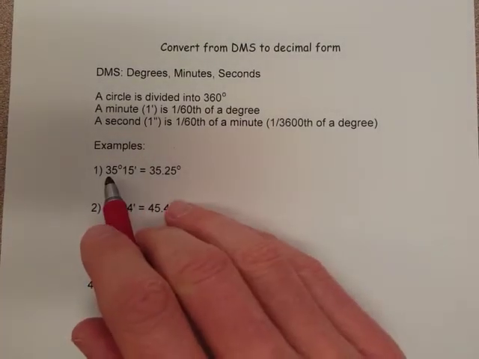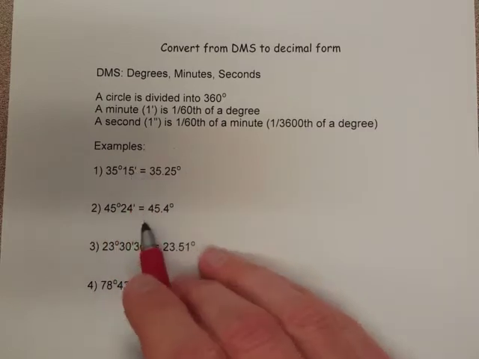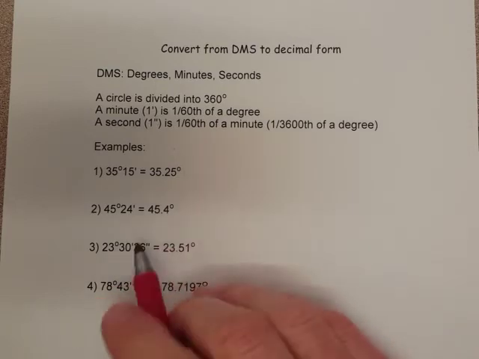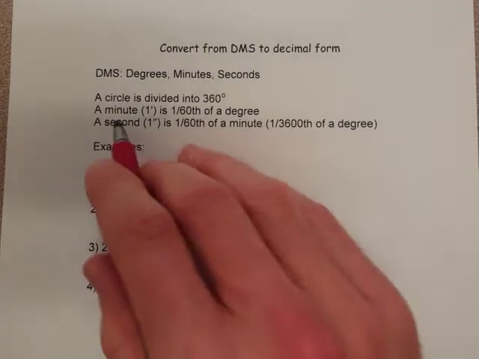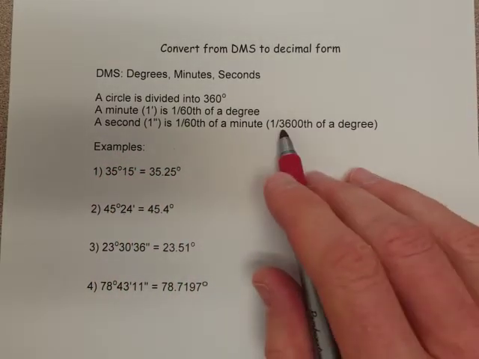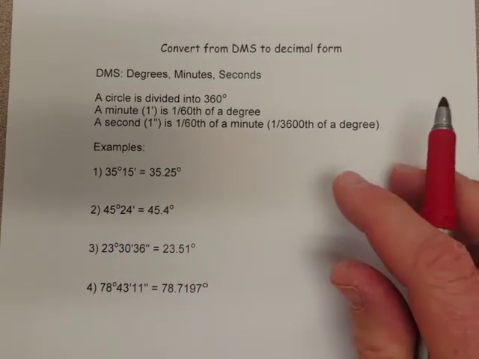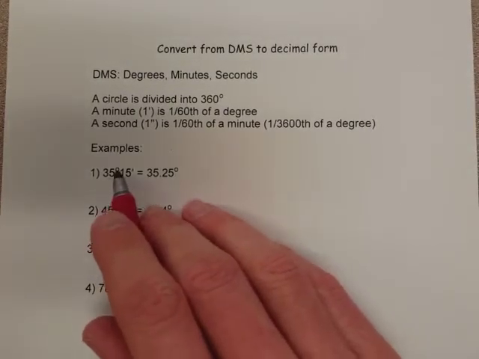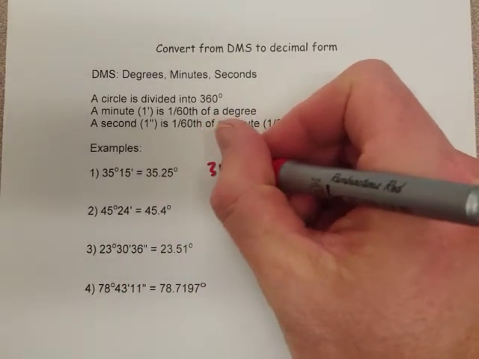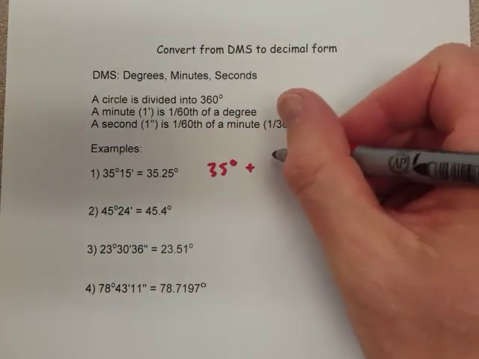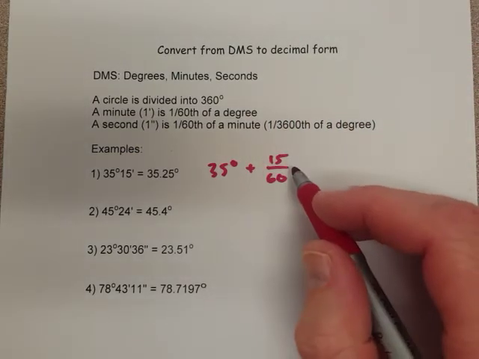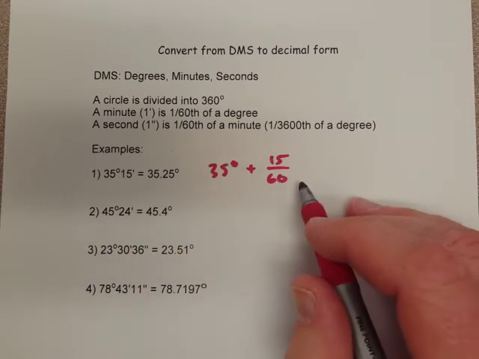So if you see something like this where it's 15 minutes or it's 36 seconds, if you see those things next to the numbers, a minute means 1/60th of a degree, and a second is 1/60th of a minute, so 1/3600th of a degree. So we're just going to be converting from those. Now, how you would do that is like with this 35 degrees, 15 minutes. That's the same as 35 degrees plus 15 over 60. That's where our minutes are going to come into play, because a minute is a 60th of a degree.